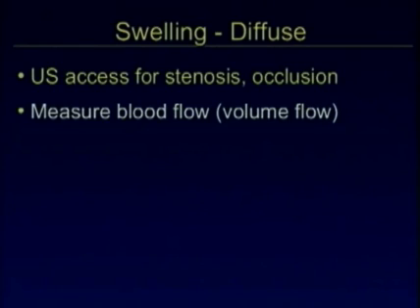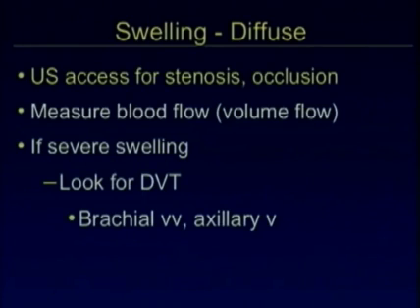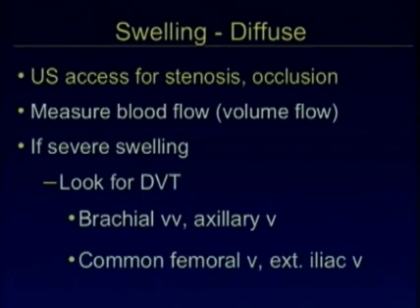We should also measure blood flow, which is also called volume flow, so that we get some assessment of the degree of blood flow, whether it's 5 cc's a minute or 500 cc's a minute or a liter a minute. It's going to lead us to a slightly different conclusion, and we'll talk about that in a minute. If there is severe swelling and we haven't found a definite stenosis yet, you need to look for a DVT. Look in the brachial veins and in the axillary veins. And then if it's a lower extremity thigh graft, you need to look at the common femoral vein and external iliac veins if you can.